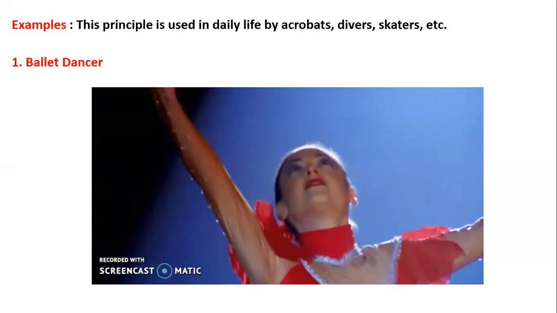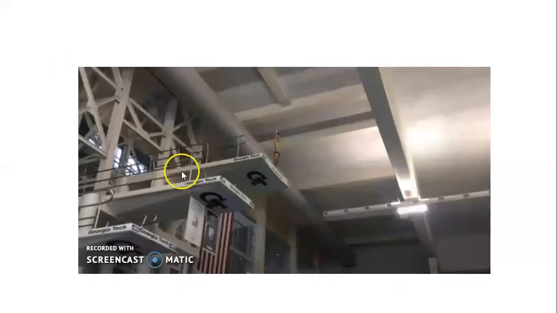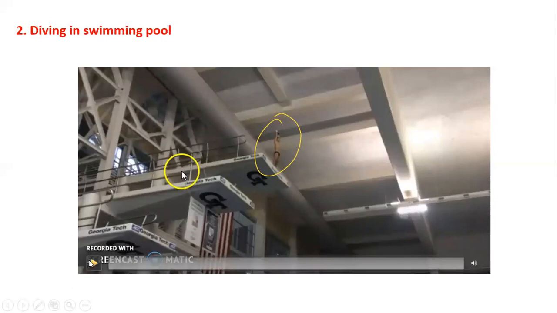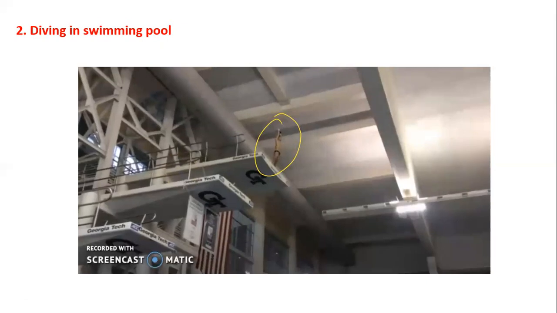One more example we can consider after the ballet dancer. The second example is diving in a swimming pool. You can see here, this is a swimmer at this height. When he dives in a swimming pool, he uses the principle of conservation of angular momentum. How does he use the principle? Let me observe the motion. See the video very carefully.